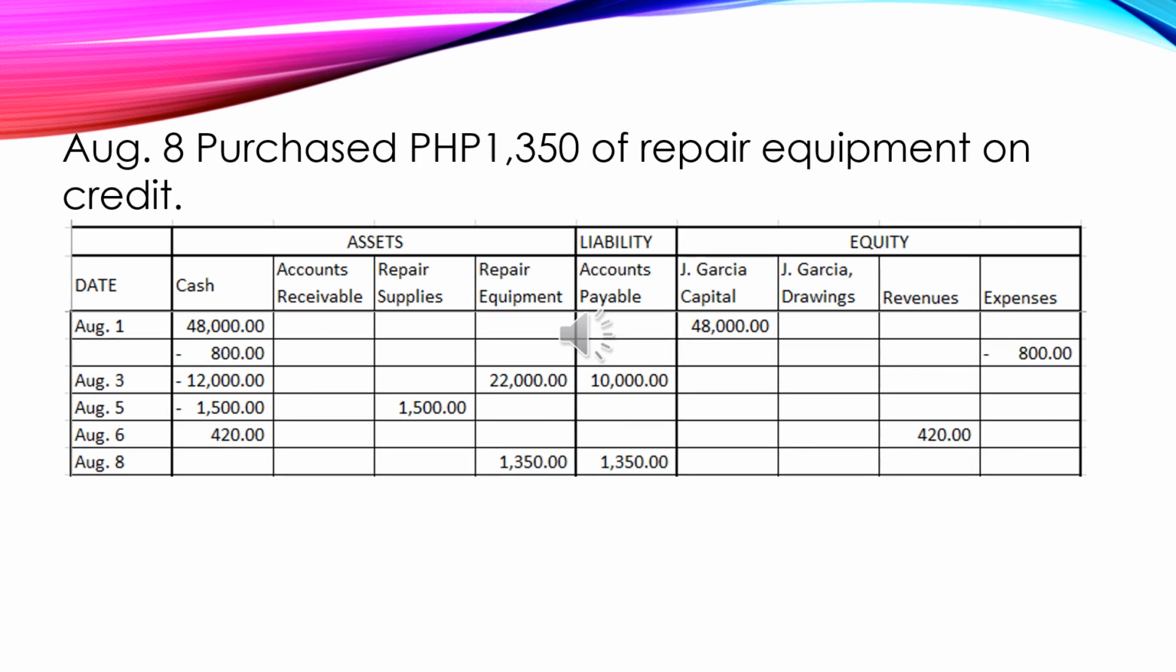For August 8, we have here purchased 1,350 of repair equipment on credit. So when we say on credit, that means that will result in a future obligation, kasi hindi binayaran agad ng cash yung pagbili ng repair equipment. So as you can see in the table, we have there for August 8, an increase in repair equipment amounting to 1,350 and an increase in liability of 1,350 or an accounts payable of 1,350 pesos.